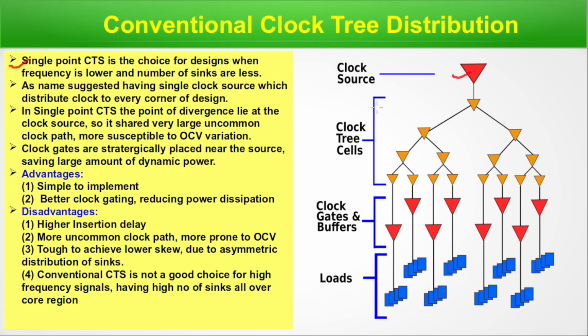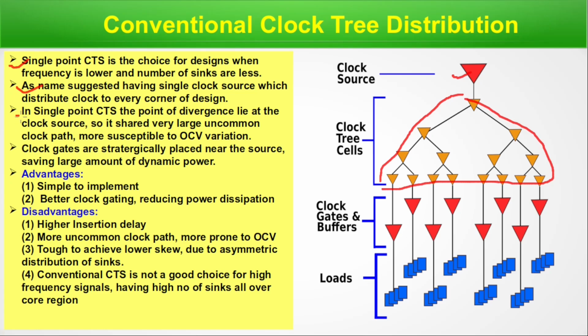This is the clock source. Now these are the clock tree cells. This zone, after that, the clock gets to the buffers. And finally, these are the loads. As the name suggests, there is a single clock source which distributes the clock to every corner of the design. This is the single clock source. In single point CTS, the point of divergence lies at the clock source.